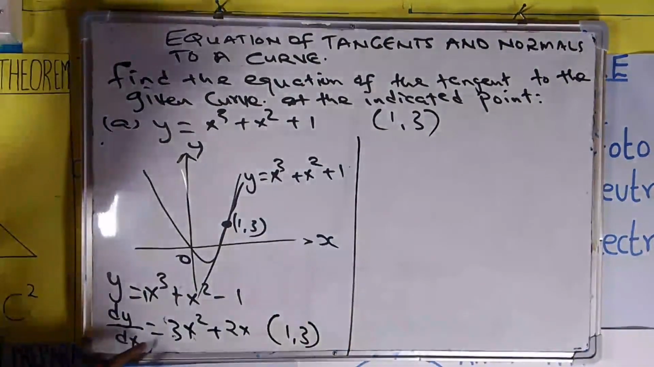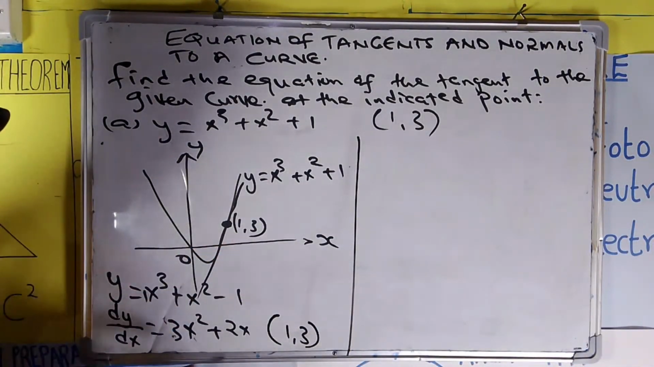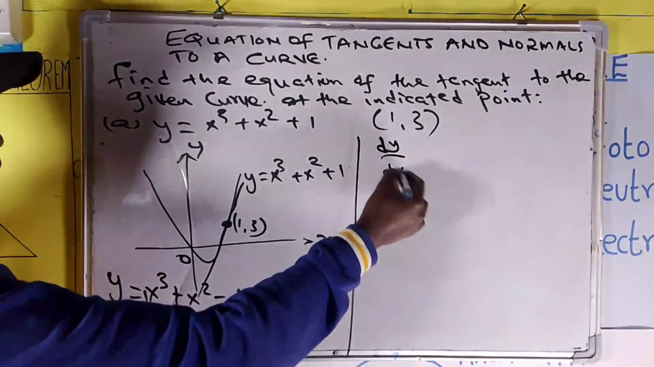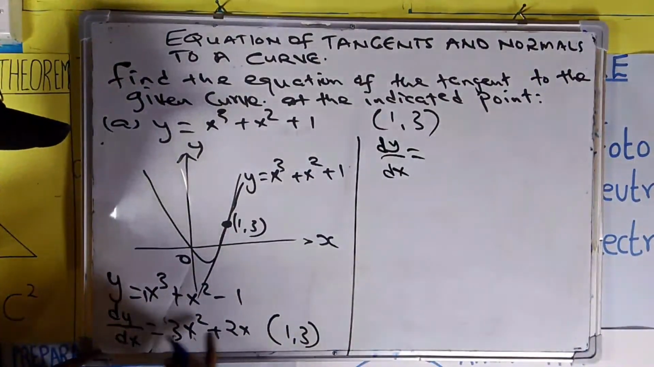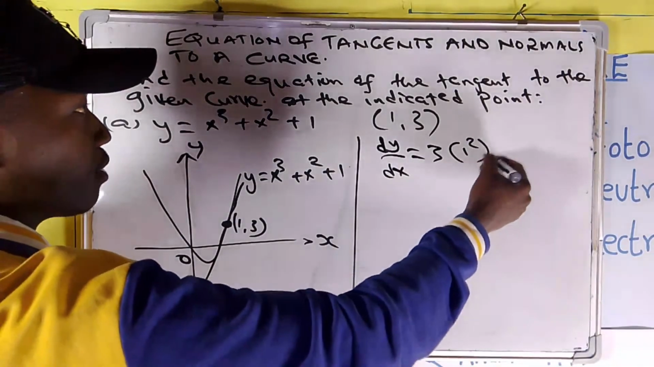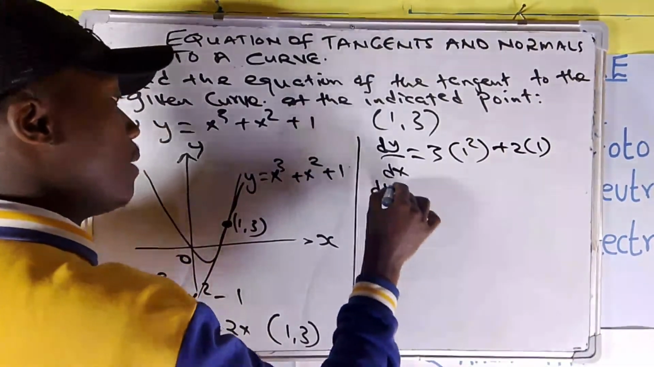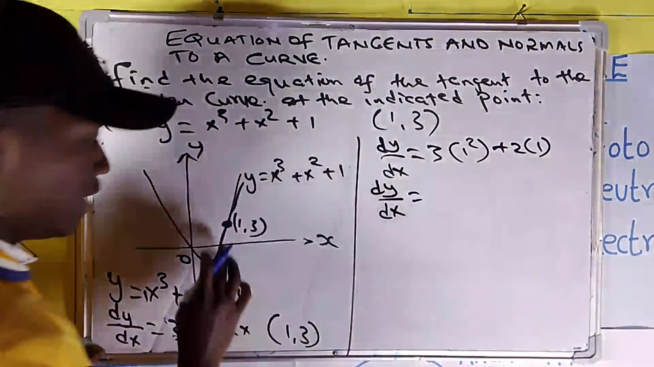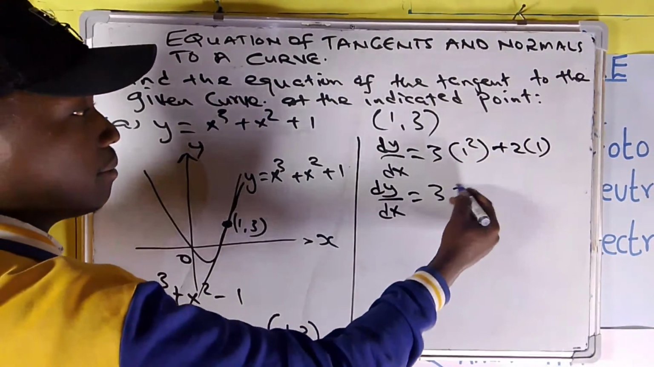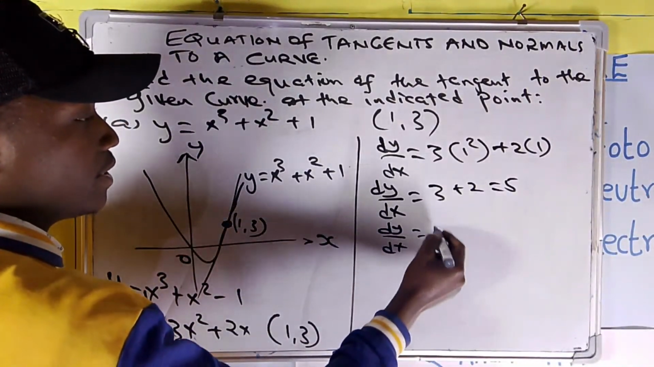Remember, it is at the point (1, 3). So we will first find the gradient of the curve at this point, when x is 1. We get dy over dx is equal to 3 into bracket 1 squared plus 2 into bracket 1. So the gradient of the curve at this point is 1 squared is 1 times 3 is 3 plus 2, which is equal to 5. Our dy over dx is equal to 5.